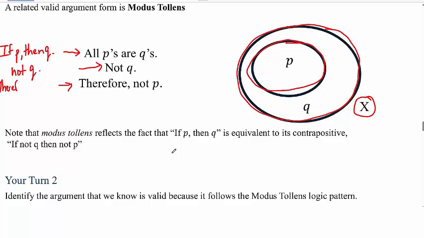Therefore, P doesn't happen either. Do you recognize that pattern? Notice that this is actually equivalent to the contrapositive, to say Q doesn't happen causes P not to happen. So actually, the reason why modus tollens turns out to be a valid argument form is because it contains the contrapositive. But you don't need to know that. All you need to be able to do is to recognize the pattern.